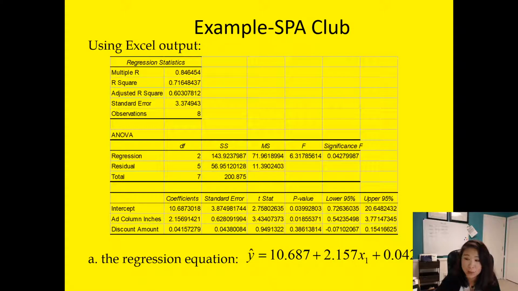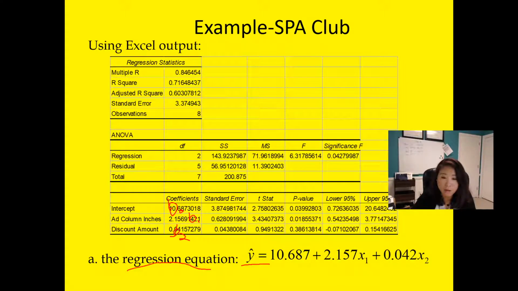If you go back to chapter 14's handout, you will notice that the coefficient column is where you'll find the values for the b's. The coefficient for the intercept will be your b0, and obviously the one under it will be b1. That is the partial coefficient for the ads, right? We just write it down on the paper. The last one will be the partial coefficient for the discount amount, beta 2, b2. So now we have b0, b1, and b2. In order to obtain the regression equation, we just need to replace the b's in the regression equation with the values we obtain from the Excel file.